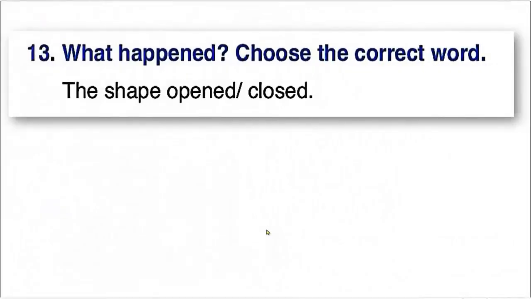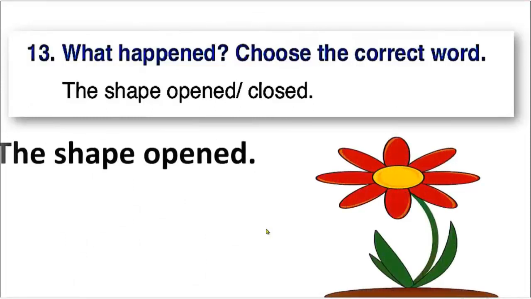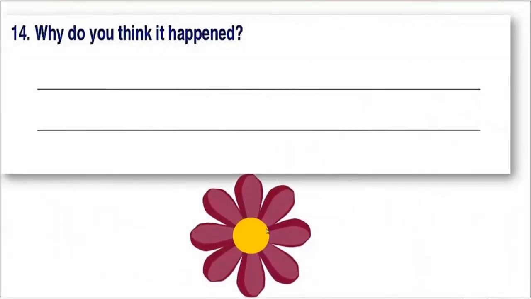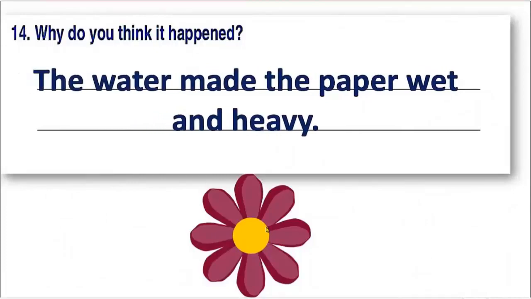What happened? Choose the correct word. The shape opened or closed? The shape opened. Why do you think it happened? The water made the paper wet and heavy.